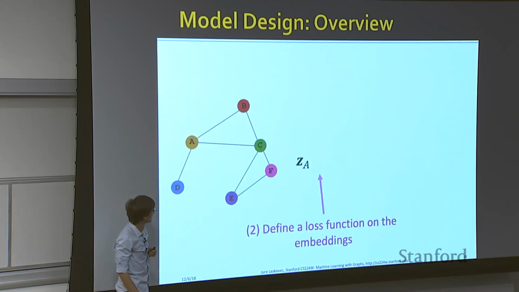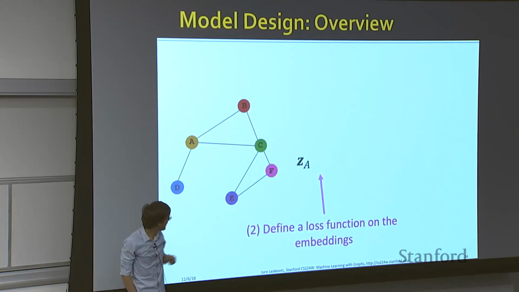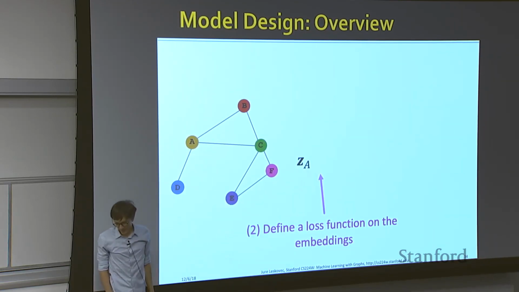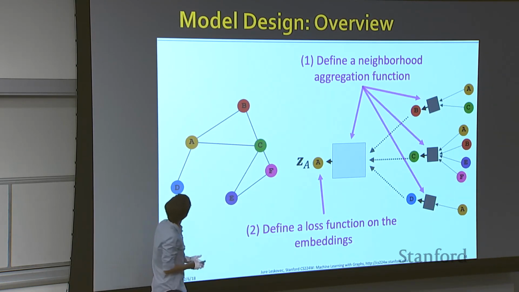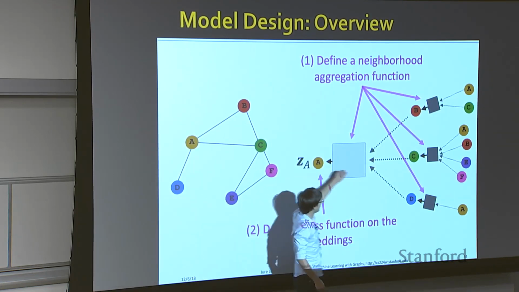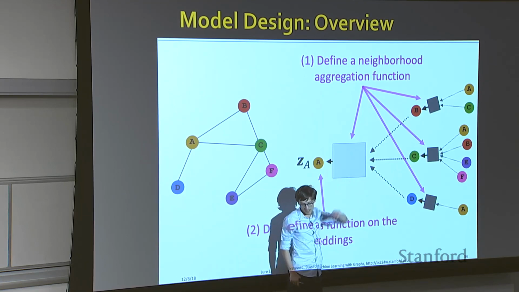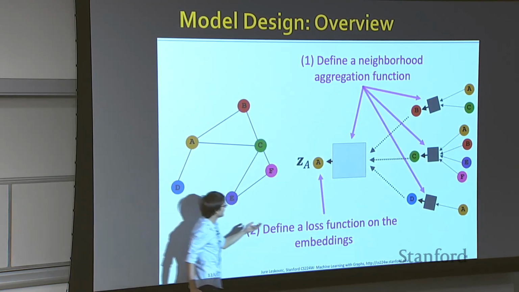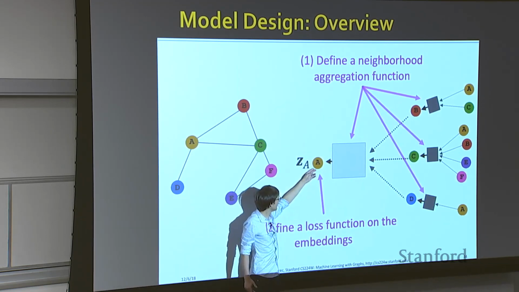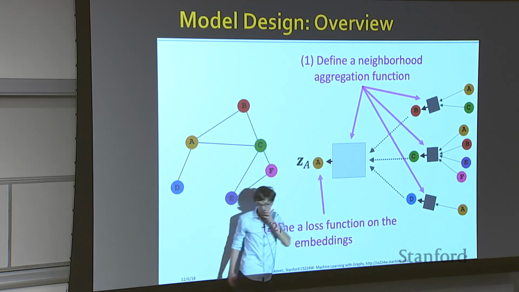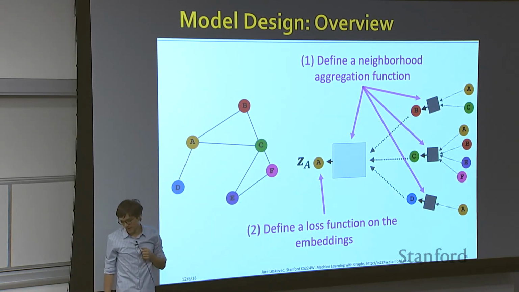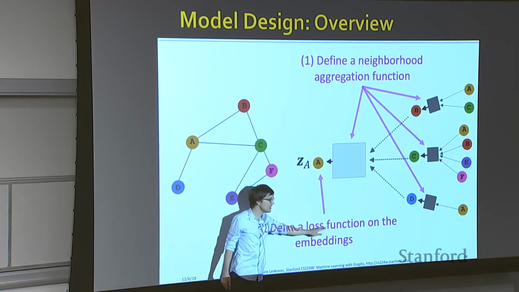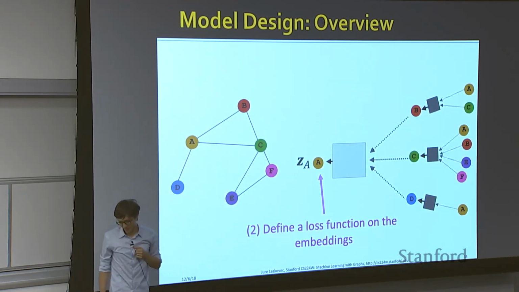So let me now give an overview, right? Given a graph, we want to define the embedding of a given node A. So what do we do? We first create a computation graph for that given node based on the network neighborhood structure of our given node. And then, given that, we need to define a loss function on the embeddings, some objective function over these embeddings, so that we can then optimize the parameters and try to minimize that loss function, right?